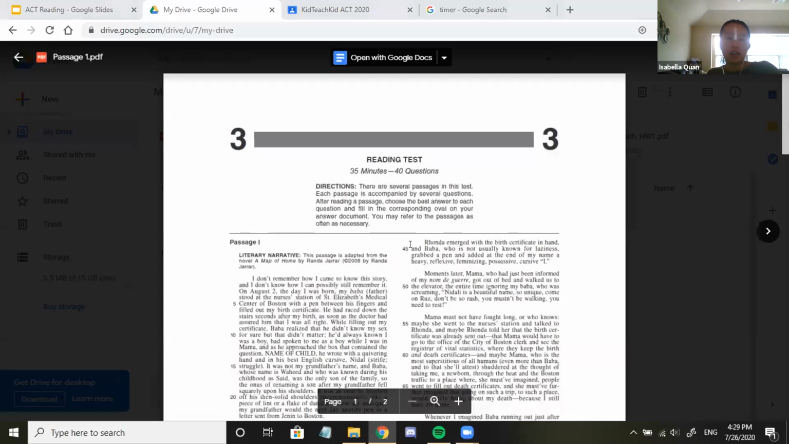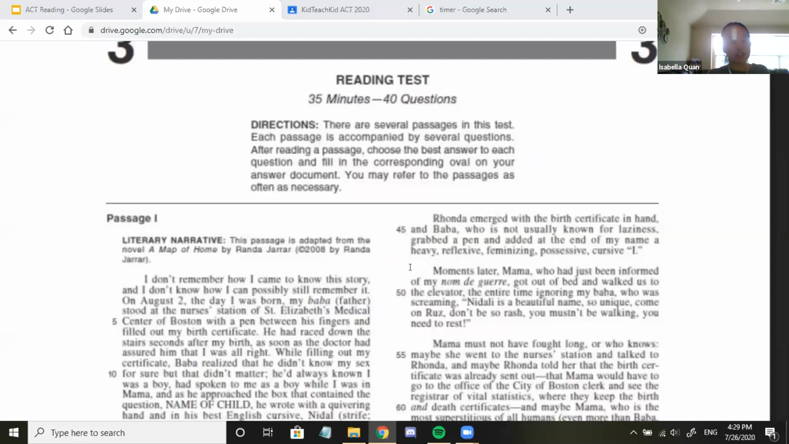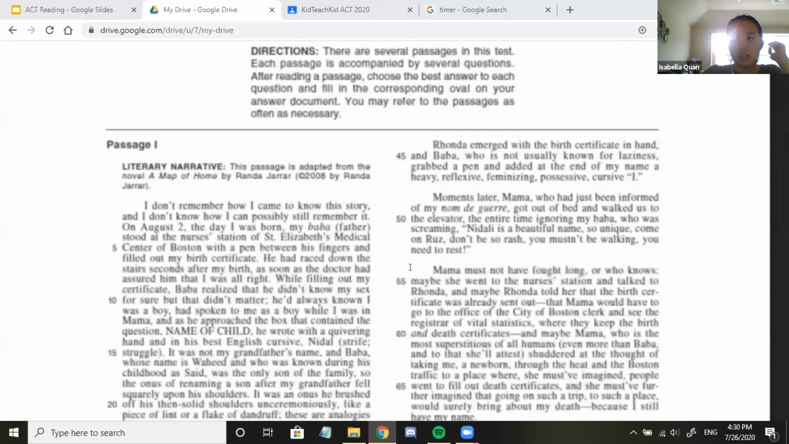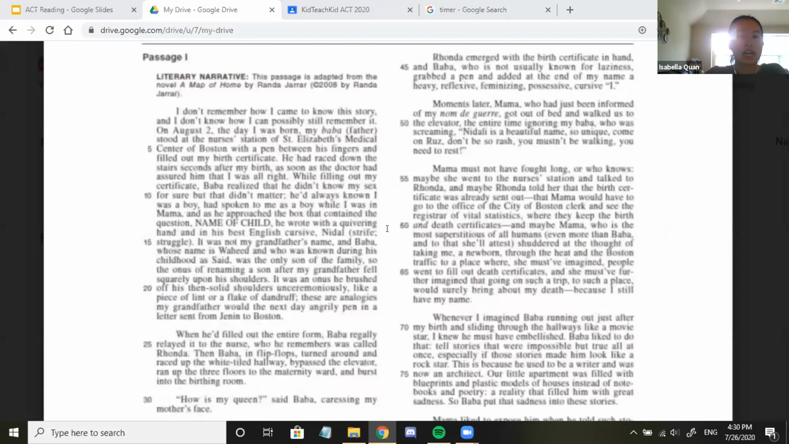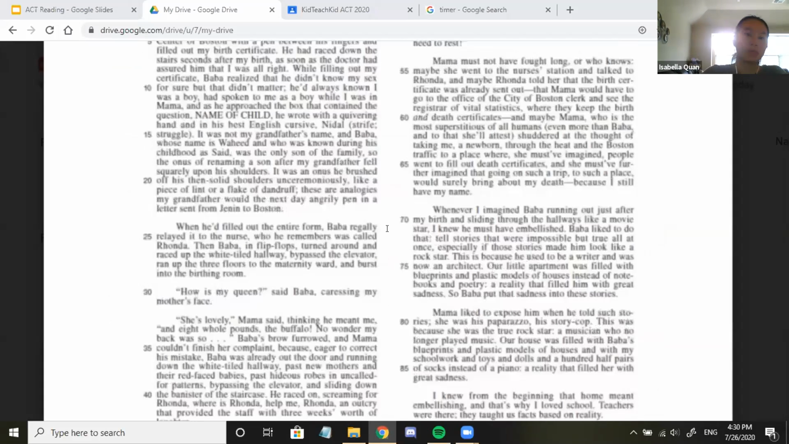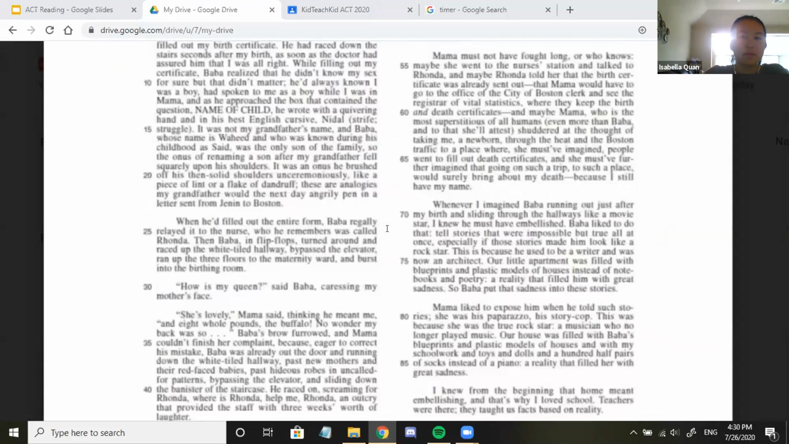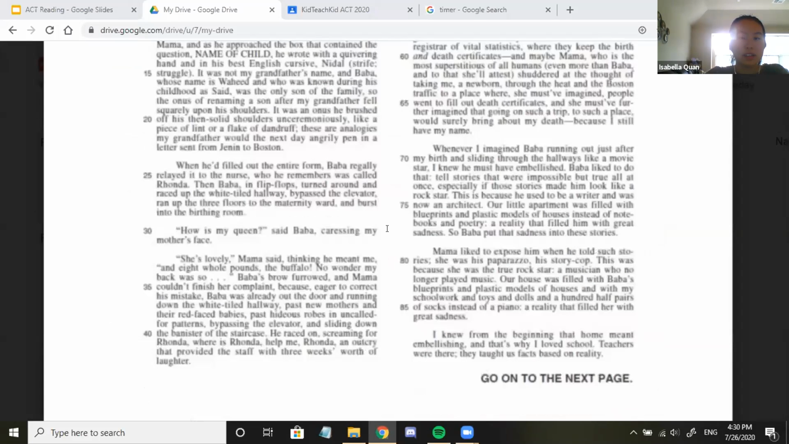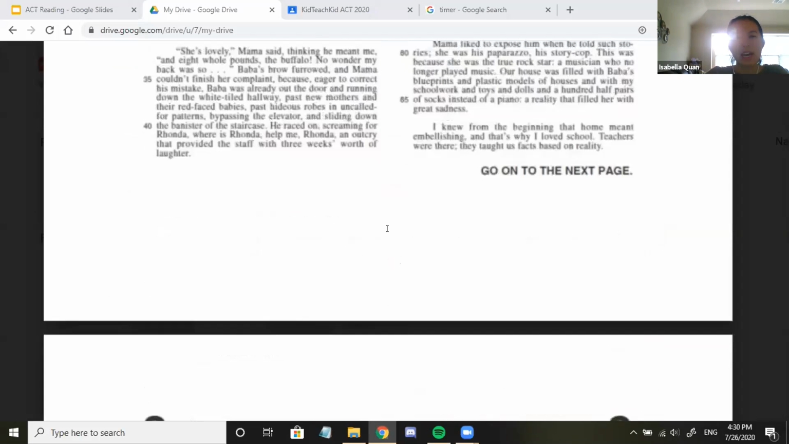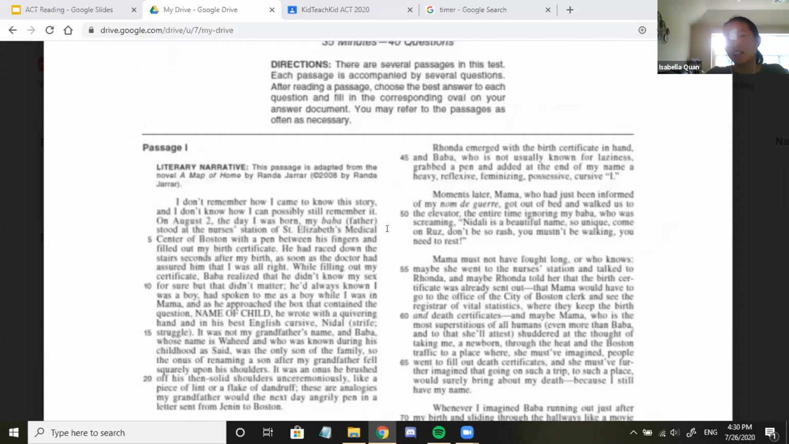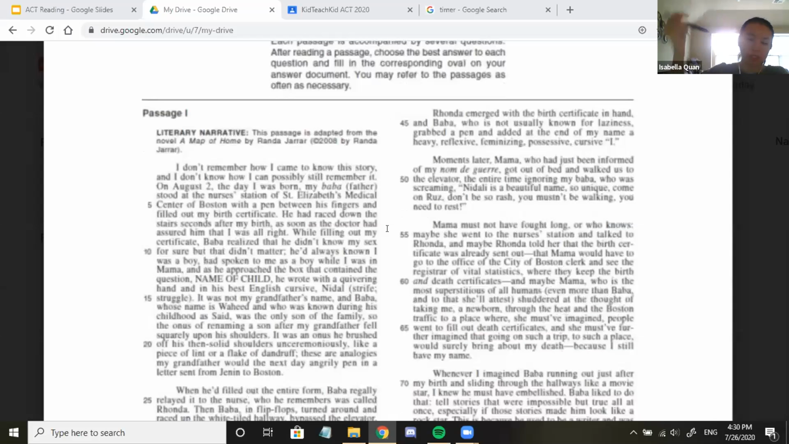It's a fiction novel. I've never actually read the novel, and you probably haven't either. It's a narrator talking about a story that her dad told her about how she was born and how she was named. I don't know if there's anything specific I should talk about with the passage. If anything was confusing, drop it in the chat. I'm down. But let's talk about the questions.